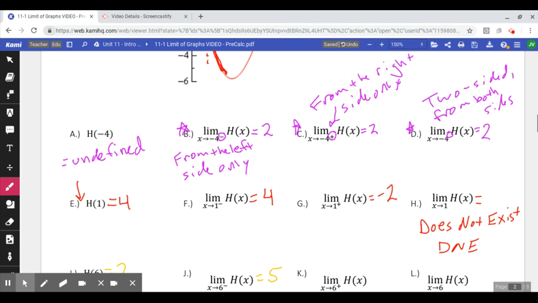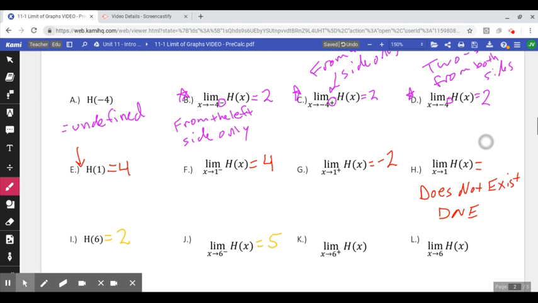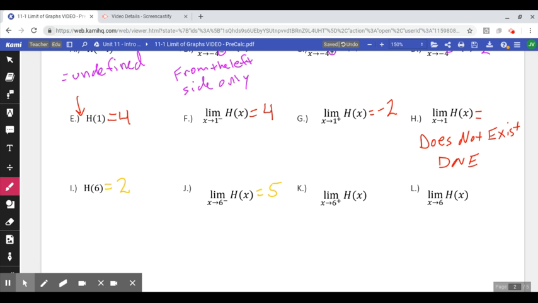Let's think about K now. That's x approaches 6 from the right. So I'm going to be at any point on the function to the right of 6, and then I'm going to try to approach or get close to that x value of 6. And we can see here that my y value is approaching 5, right there where that missing point is. Remember, it's not what the function is exactly equal to for limits.